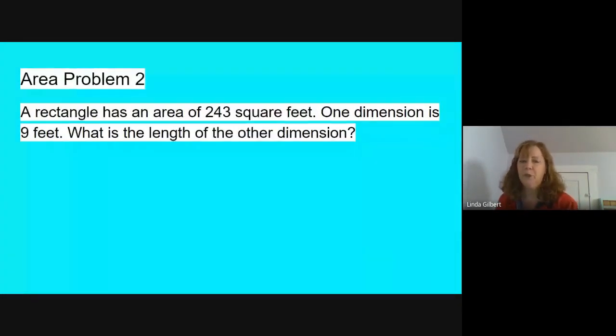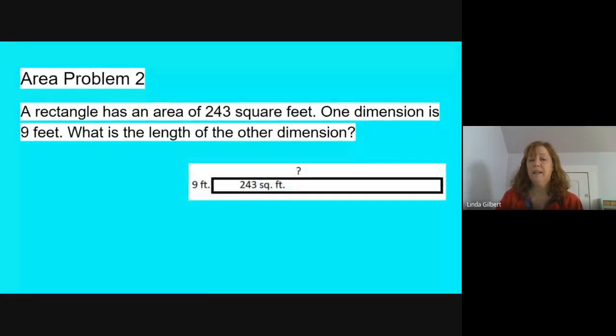So area problem number 2. The rectangle has an area of 243 square feet. That means inside that rectangle, there'd be 243 squares. One dimension is 9. What is the length of the other dimension? That rectangle would look like that. Go ahead and figure out what is the length of the other dimension.